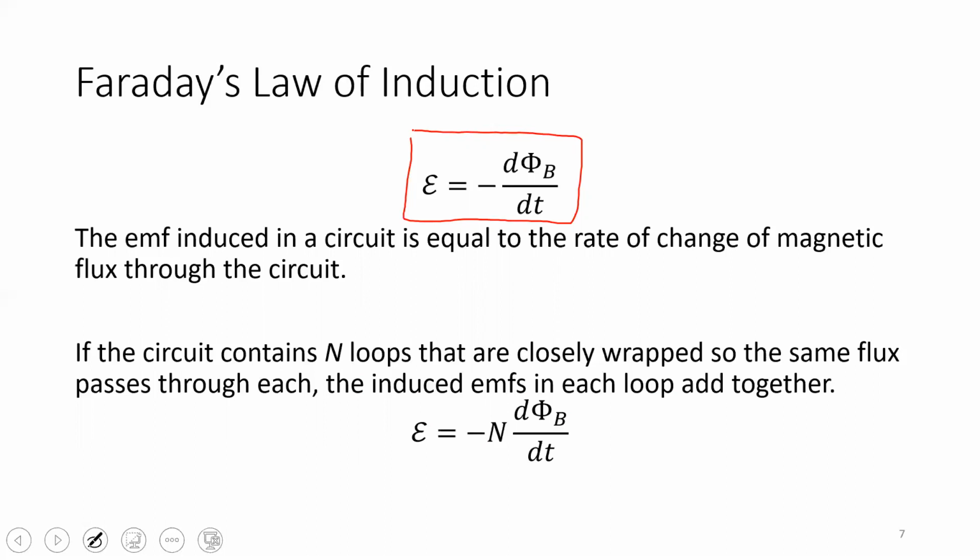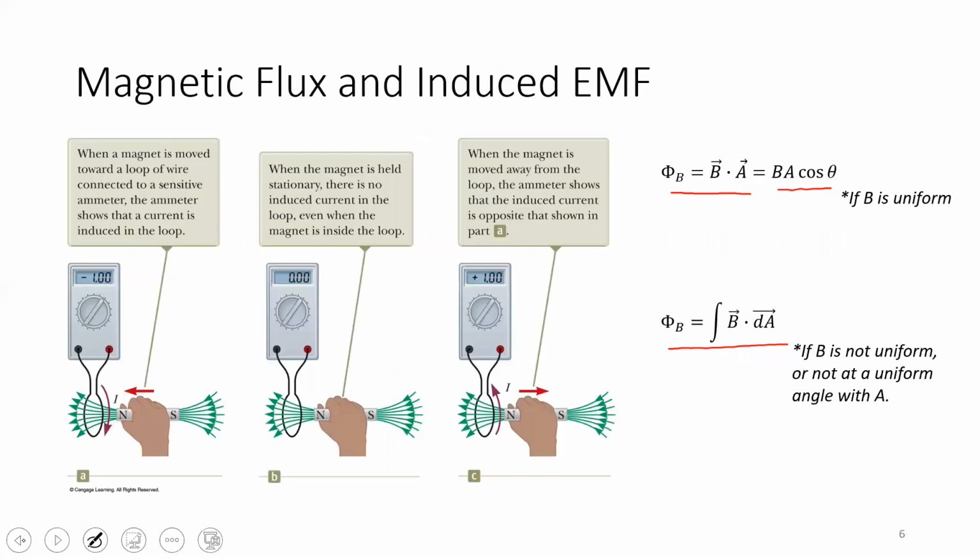If we've got more than one loop that is current carrying, so remember Faraday's equation, he had all these loops wrapped around the iron core. So if the circuit contains n loops that are closely wrapped so that the same flux passes through each, the induced EMFs in each loop add together. So if we've got more than one loop, we're just going to have a factor of n in there. So our induced EMF, our electromotive force, motive as in we get charges to move, is negative n d phi dt. And that phi, again, is our flux that we have these equations for.